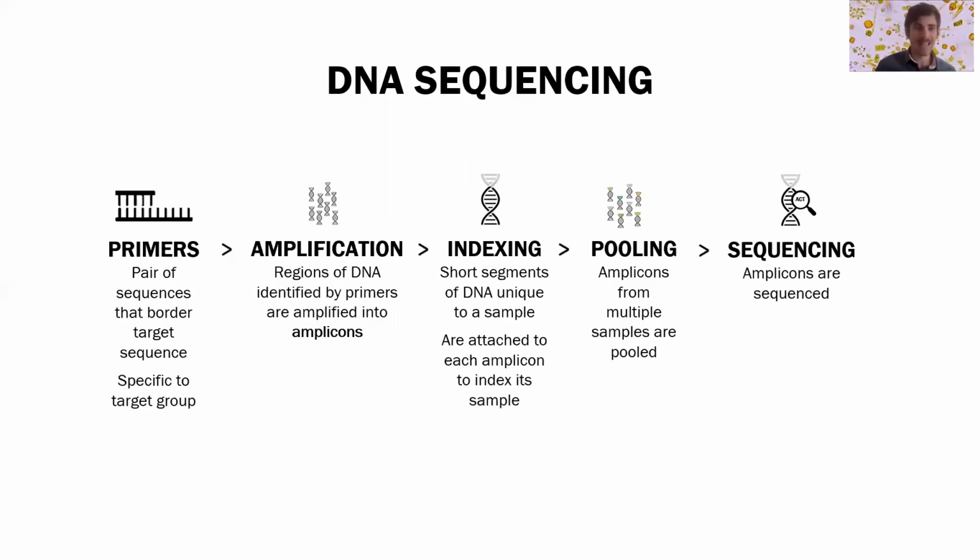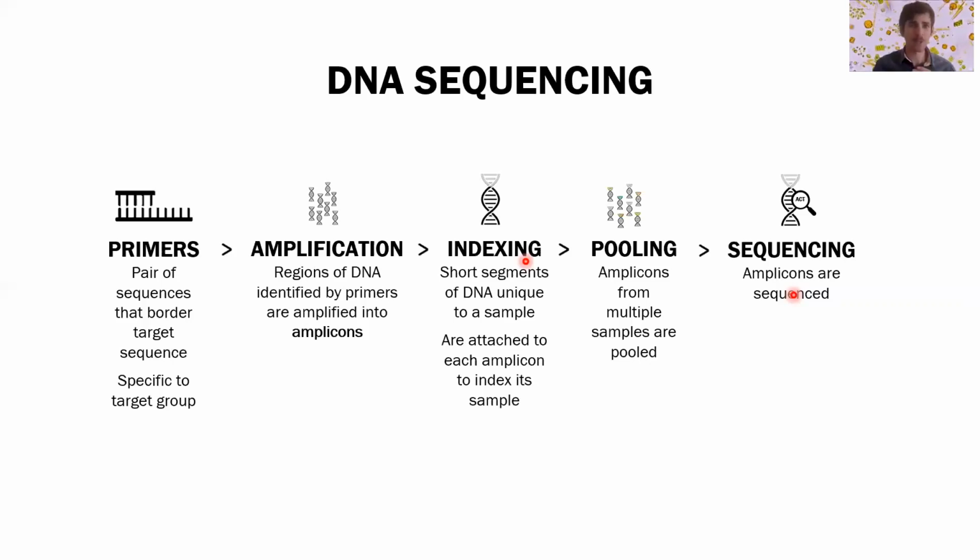Then we attach a unique sample ID to each of those amplicons, each of those copies of short segments of DNA, and that sample ID is just in the genetic code language, so A's, C's, T's, and G's. Then once all the DNA has a sample ID associated with it, we put it all together from all the different samples we have, and we sequence all of that on some sequencing platform.